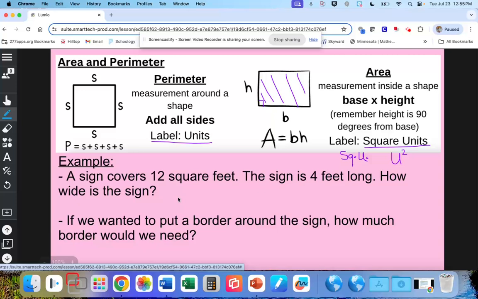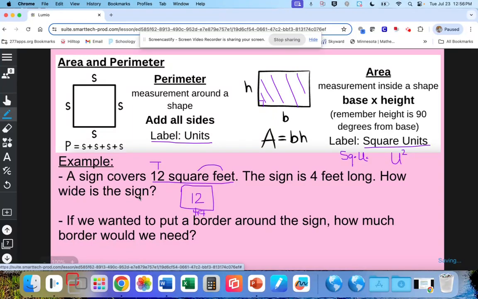Let's take a look at some of our examples. A sign covers 12 square feet. Now, I like to make a drawing because visuals usually help. Now, 12 square feet, because it uses this label of squared feet, I know that that already is my area. That's my inside amount or my total. The sign is 4 feet long. So I can put 4 feet here, and I'm going to put in the feet labeling.